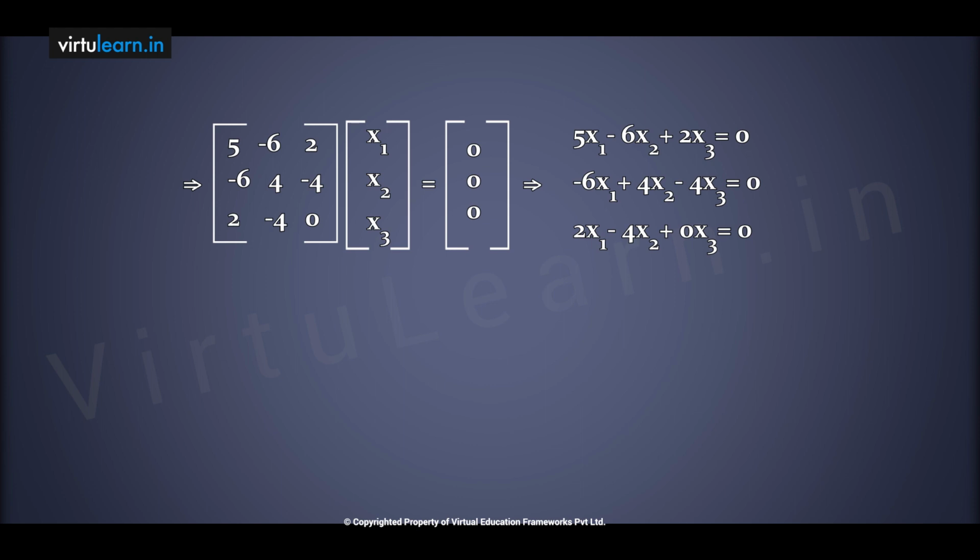Again, if you want to solve this system of linear equations, you can consider any two equations. Now I am considering the second and third equations. From the second equation, you start with the middle term. The middle term, the coefficient of x2, is 4. Next, the coefficient of x3 is minus 4. Again, the coefficient of x1 is minus 6. Once again, at last, you write the coefficient of x2, which is 4. Middle term, next term, and once again you write the first term. That is 4, minus 4, minus 6, 4.